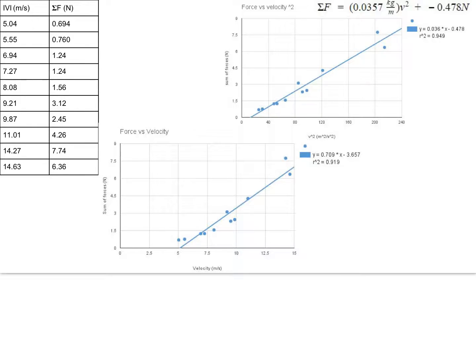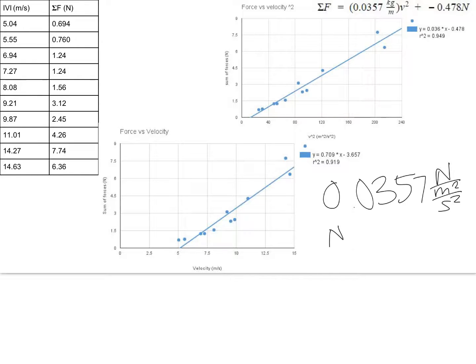So what this ends up getting is, if you take the y equals 0.36x minus 0.478, when you sub in your variables, like you're supposed to on your lab report, you get the sum of the forces is equal to 0.0357, and with that, it's 0.0357 newtons per meters squared over seconds squared.